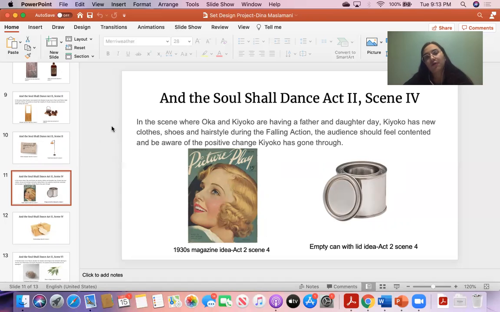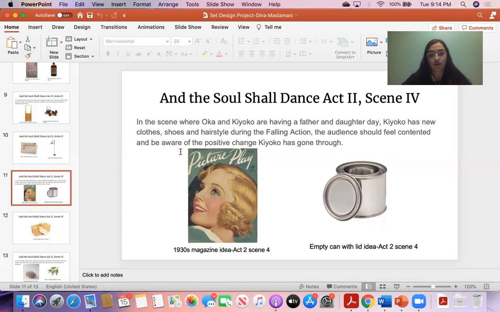In Act 2 and Scene 4, it's a scene where Oka and Kyoko are having a father and daughter day, and Kyoko has new clothes, shoes, and hairstyle during the falling action. And I want the audience to feel contented and be aware of the positive change Kyoko has gone through, because as we know in the play, Kyoko came from Japan as well, and most recently to live with her father, and this is a new country for her, new culture, customs, and this is a positive thing.